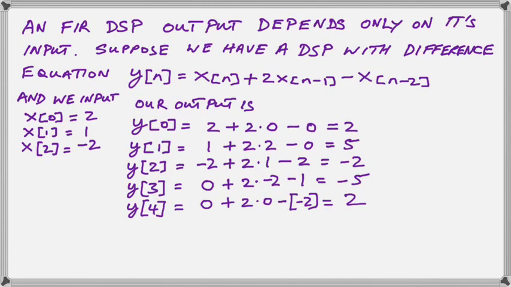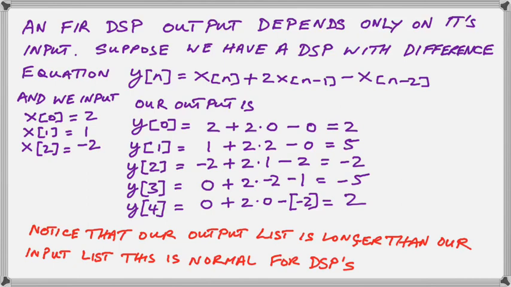Okay, now suppose we have a difference equation as shown, and we have an input as shown of just three numbers. We use the equation and the input to process our output, which is pretty self-explanatory if you study this slide. The one thing I want you to know, which is very important, is that our output list is longer than our input list. And this is fairly normal with DSPs.